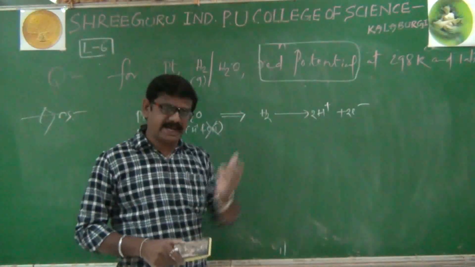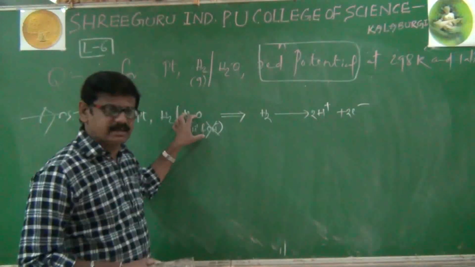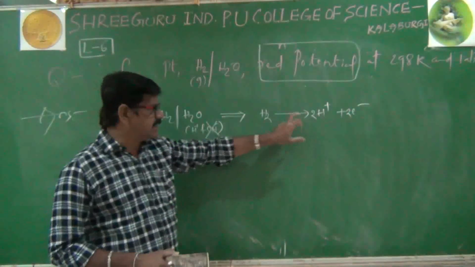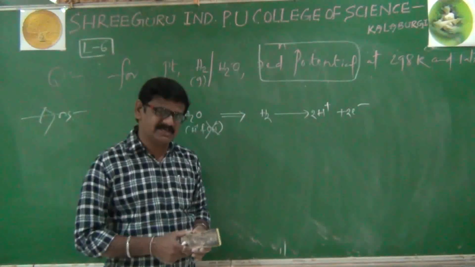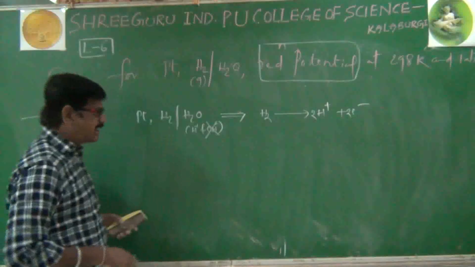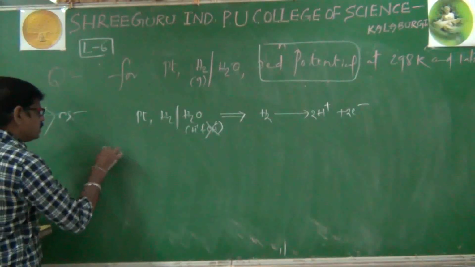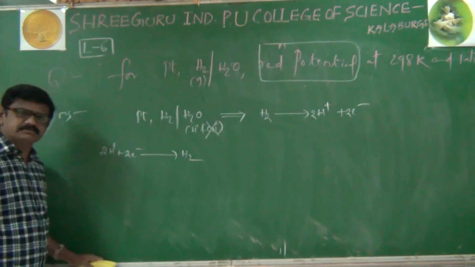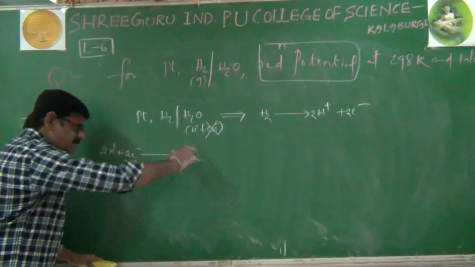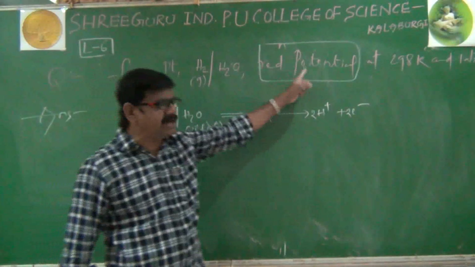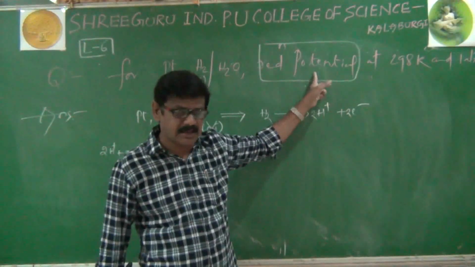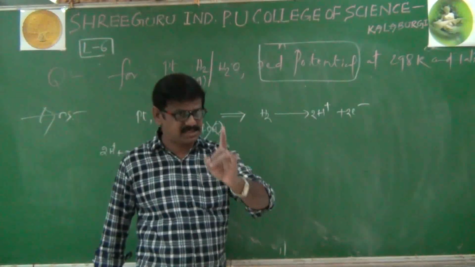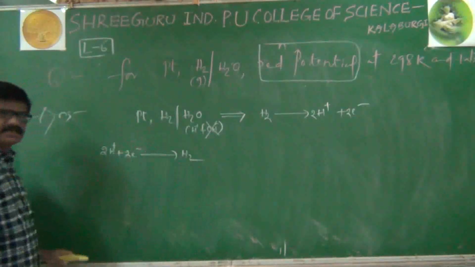Be careful. That's why what I am doing now, whatever the symbol has given, this symbol will do reverse. If a symbol is doing reverse, automatically the reaction also will become reverse. Therefore, our required reaction is the reverse: 2H plus plus 2 electrons gives H2. That's all. We are taking a reduction reaction only. Why? Because we have to calculate a reduction potential. For reduction potential, we have to take the reduction reaction only. That's why I have taken a reduction reaction.